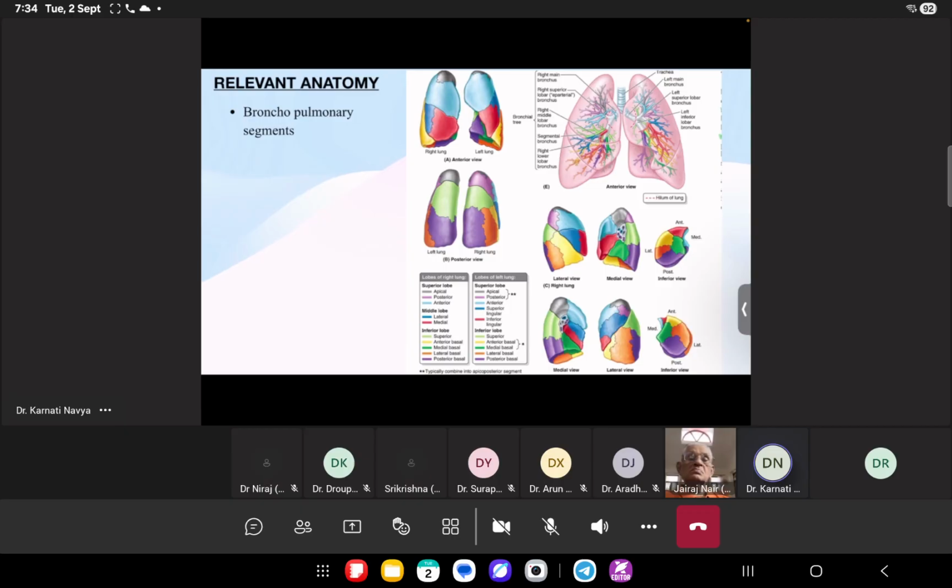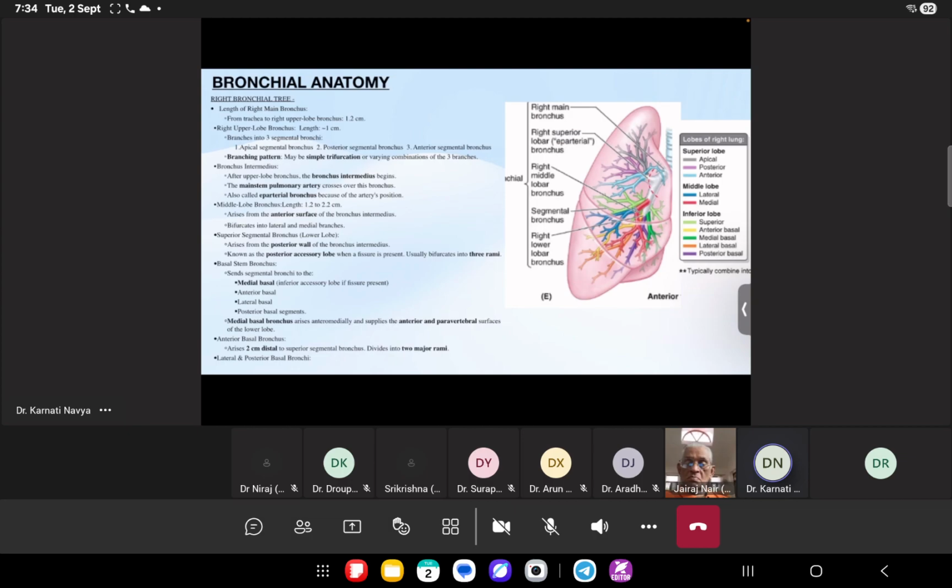Whereas in the left lung, the superior lobe has apical, apico-posterior, and anterior segments, superior lingular, inferior lingular, and in the inferior lobe, superior, anteromedial basal, and the lateral and the posterior basal.